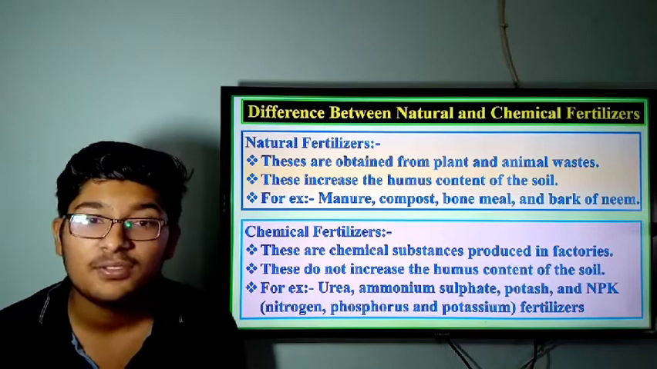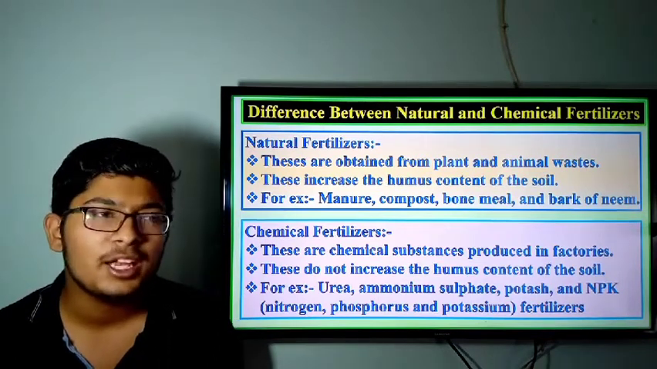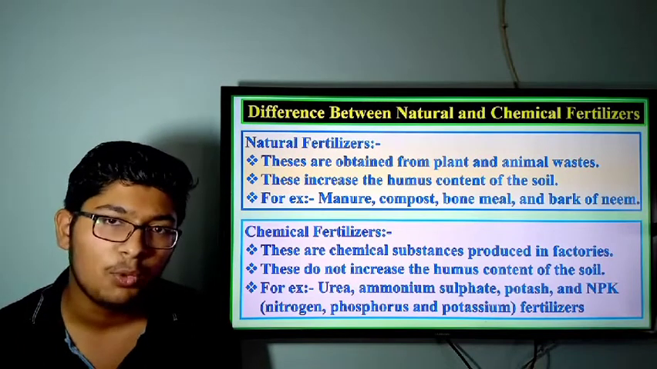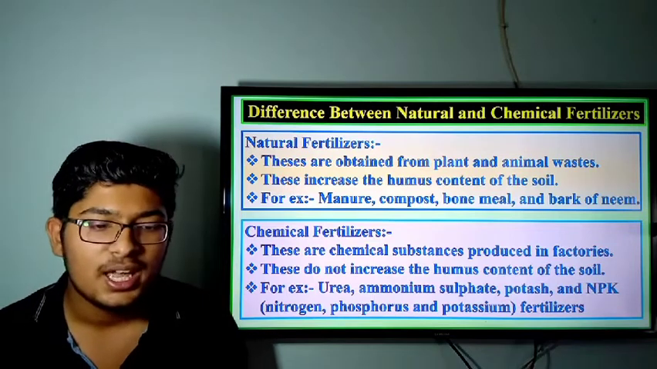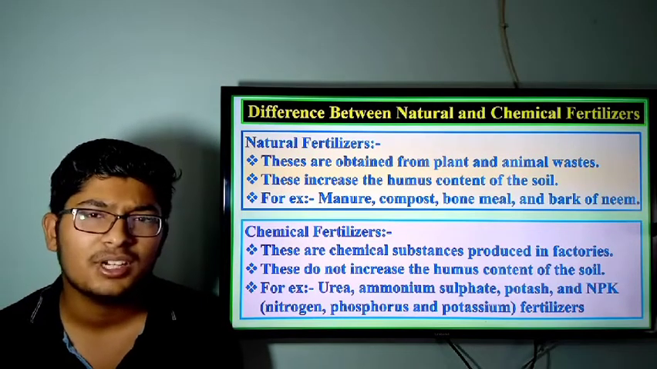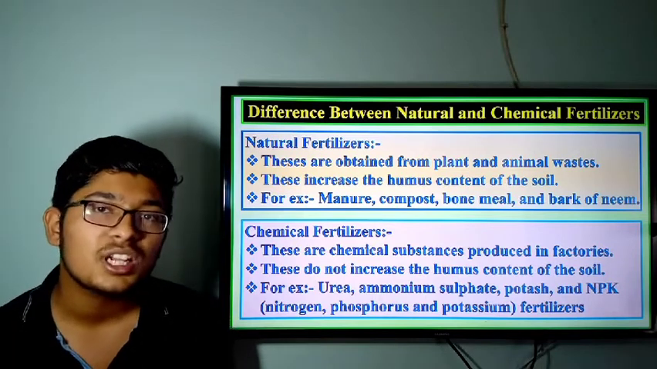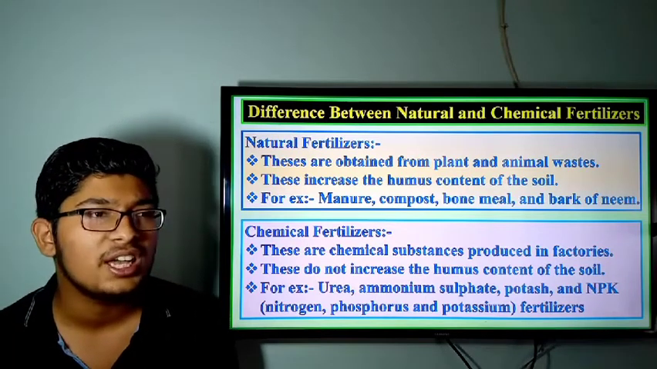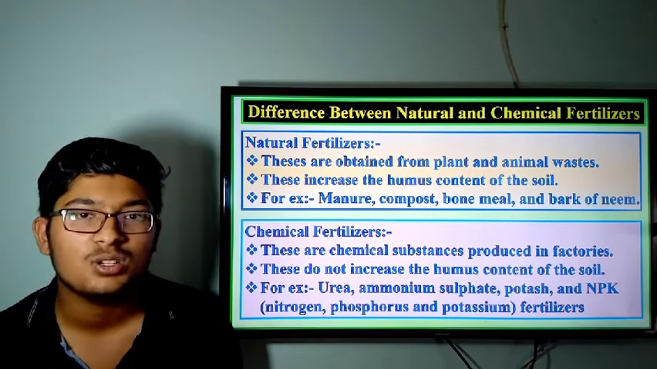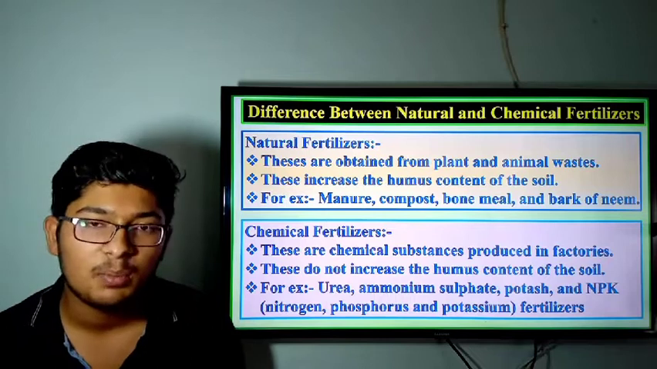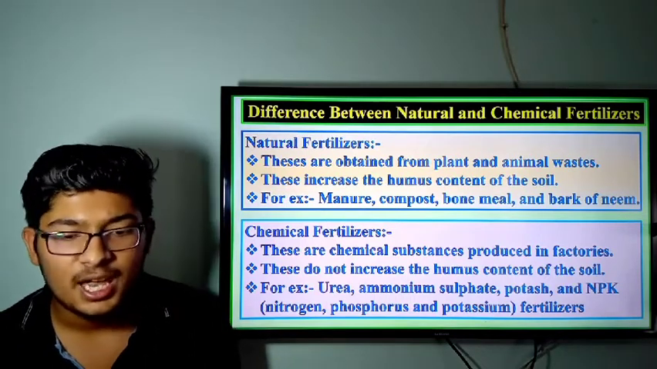Now chemical fertilizers. Chemical fertilizers are mostly produced in factories, and they are not that good. They are less effective in increasing humus content than the natural fertilizers. Some examples are urea, ammonium sulfate, potash, NPK.